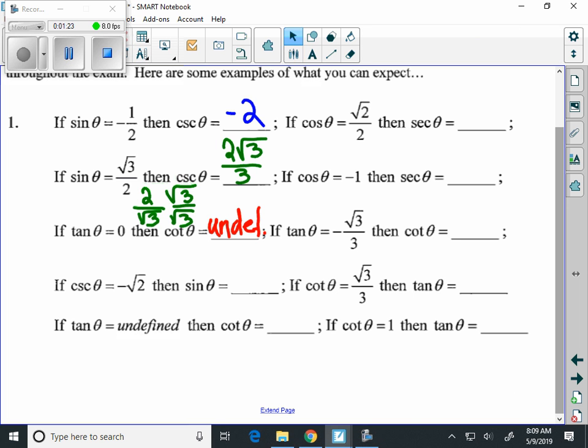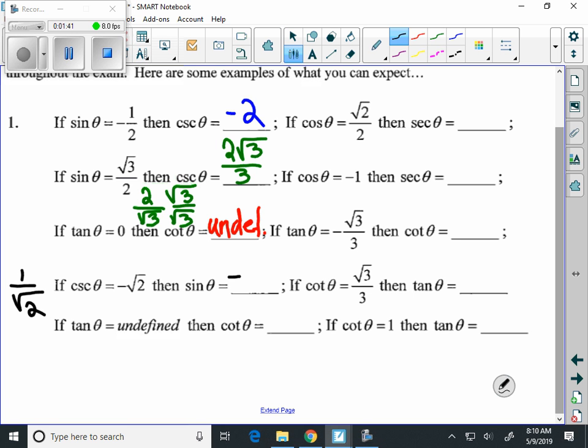If cosecant equals negative the square root of 2, then our sine. Well, once again, the reciprocal would be 1 over square root of 2. We'll scoot that up a little bit. Maybe write it over here, actually. And then, I know it's negative, so we're going to leave that as negative. But then we're going to multiply by the square root of 2 here and the square root of 2 here. When we multiply it, 1 times square root of 2 is the square root of 2. Square root of 2 times square root of 2 is square root of 4, which is 2.